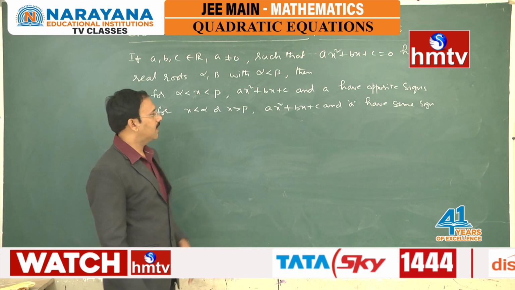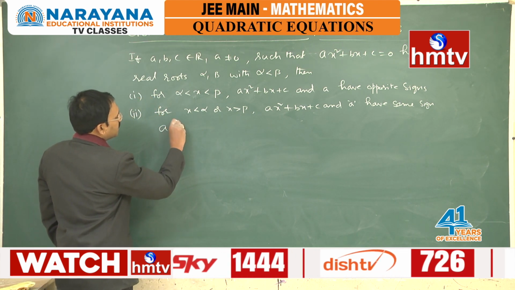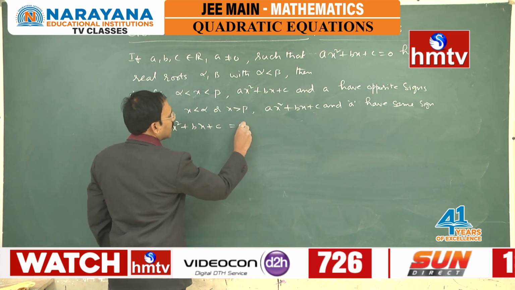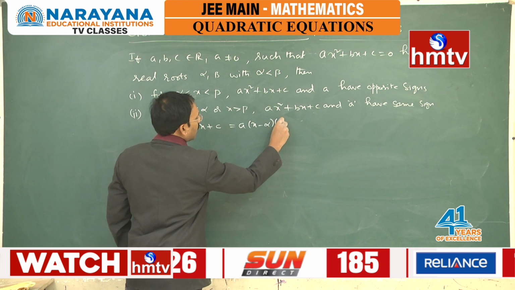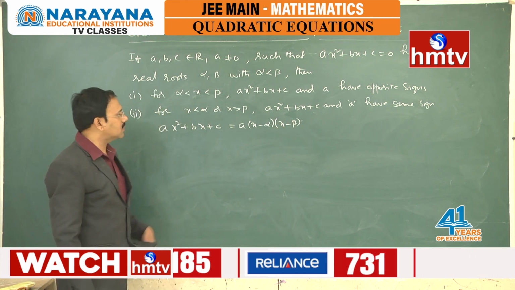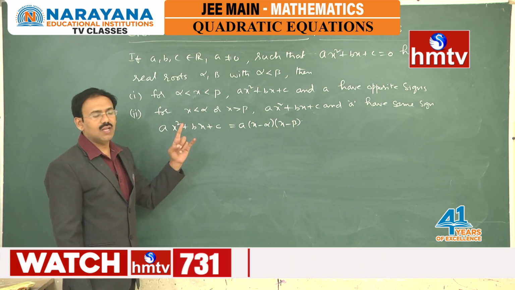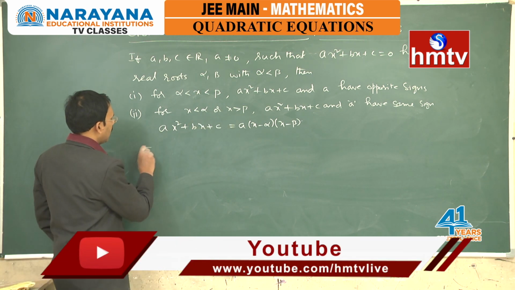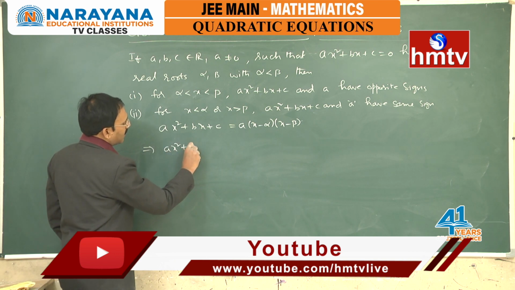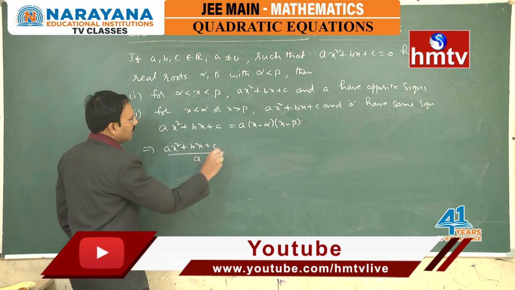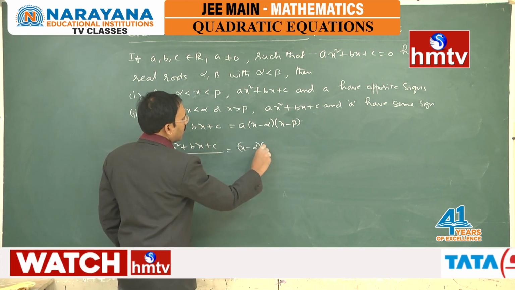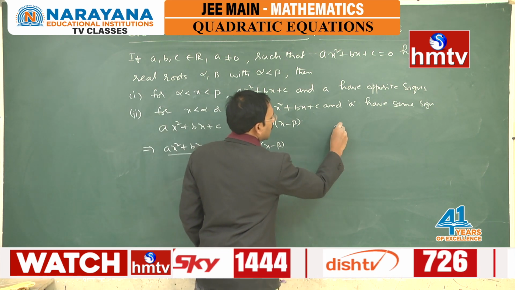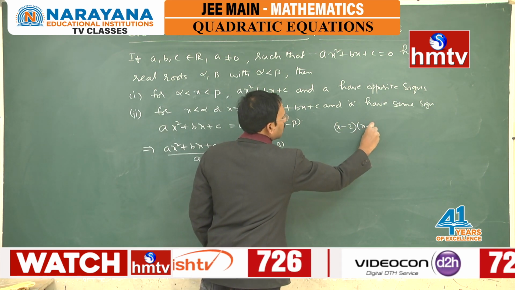Let us see. The expression ax square plus bx plus c can be written as a into x minus alpha into x minus beta, because in this case the equation has two real roots where alpha is less than beta. Now, we can write ax square plus bx plus c by a as x minus alpha into x minus beta. Like you can just imagine x minus 2 into x minus 5.